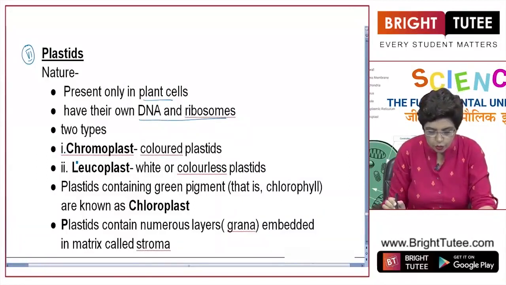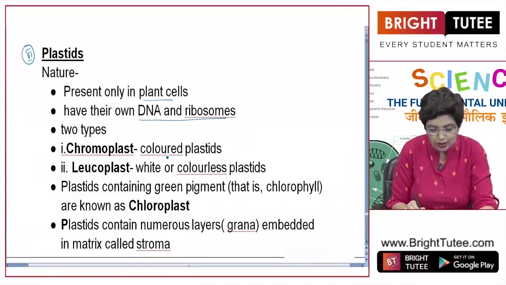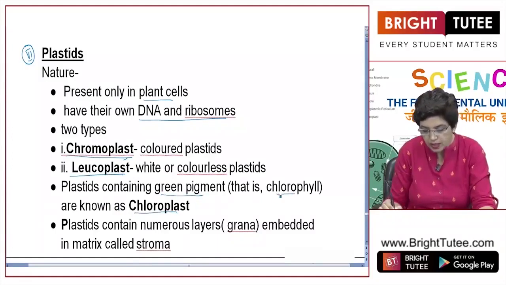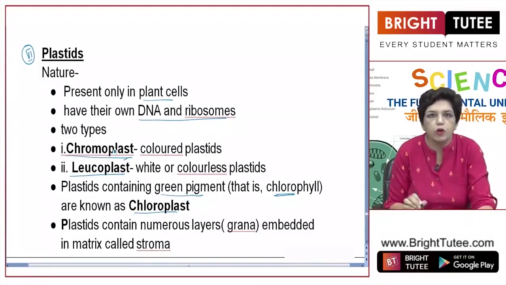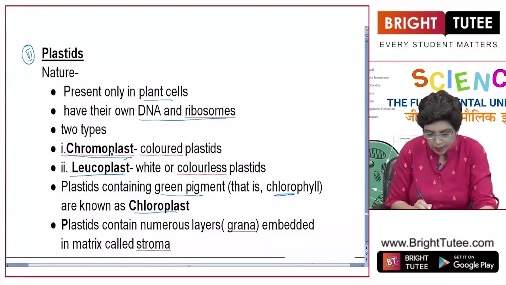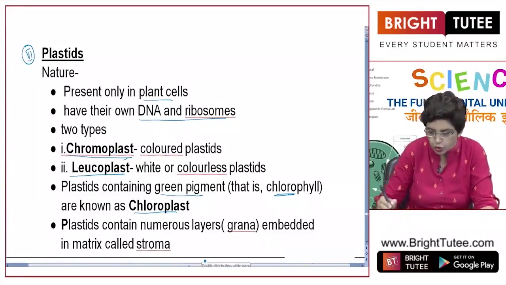They are of two types. First is chromoplast, or the colored plastid, and the second one is leucoplast, which are white or colorless. The plastid which contains the green pigment is called chloroplast. The green pigment is chlorophyll. So chloroplast is actually one type of chromoplast. The plastid contains numerous layers of grana embedded in the matrix called stroma.